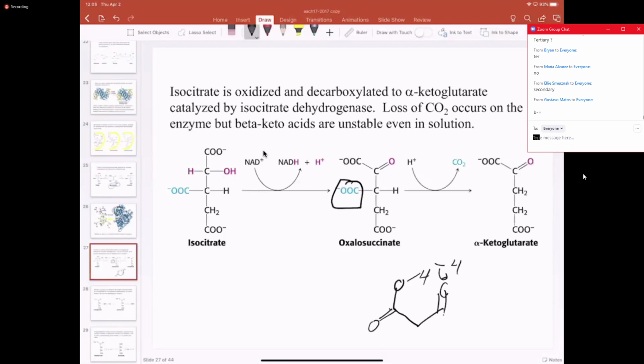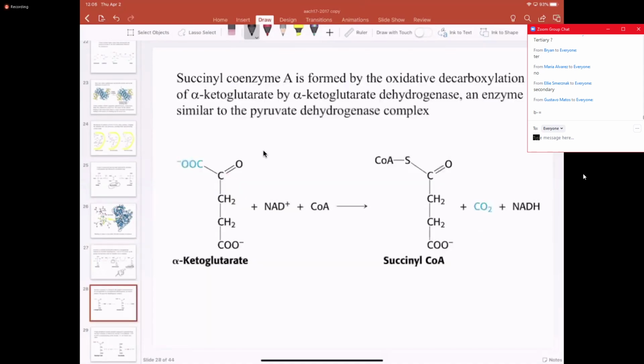And so this happens here. You get this sort of six-membered structure here. And so therefore you lose the CO2 and you generate the corresponding enol. The enol then goes back to the corresponding keto form through enol-keto tautomerization. And so in that case, you generate the alpha-ketoglutarate. Again, this happens even in solution spontaneously, but it's actually catalyzed by the enzyme.